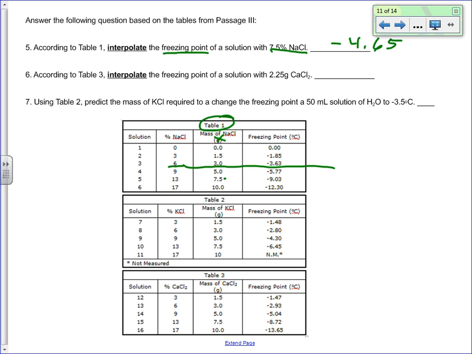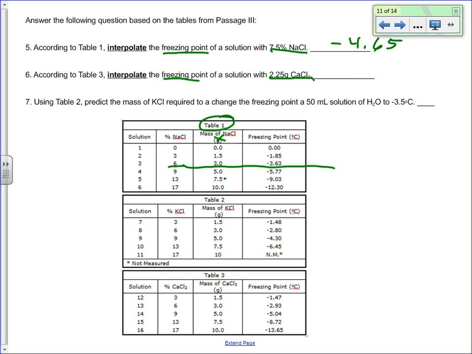All right. Question 6. We have a volunteer to do question 6 for us. All right. Read the question for us. According to table 3, interpolate the freezing point of a solution with 2.25 grams CaCl. Excellent. So what are we looking for in this case? The freezing point. And what are we given in this case? 2.25 grams CaCl. Nice.